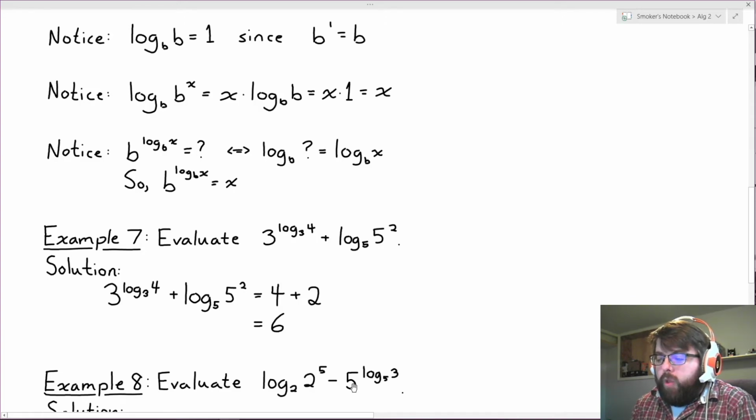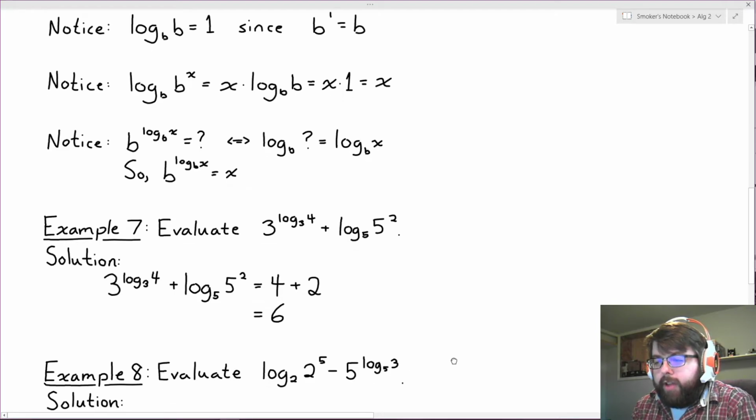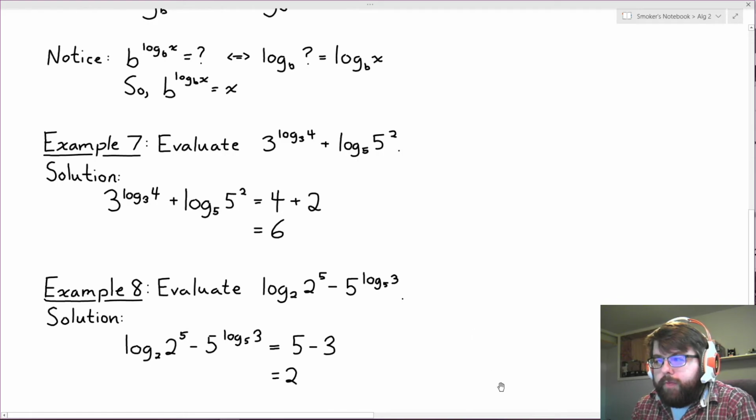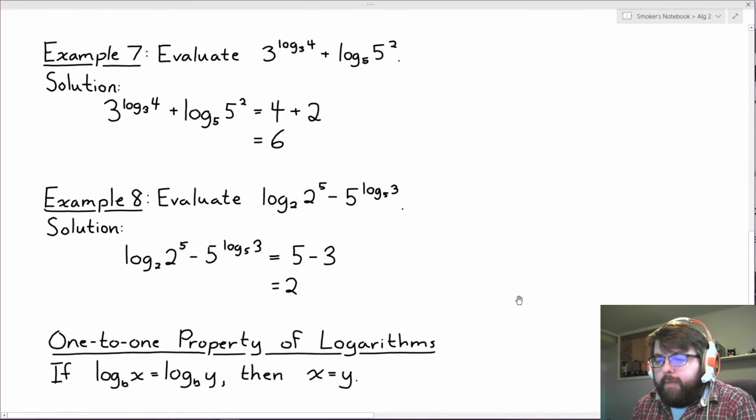Here I have base 5 raised to the log base 5 of 3. So again, there's nothing else going on with the logarithm here. So base 5 and base 5 cancel out, and I'm just given 3. We get 5 minus 3, which is 2. Hopefully that's making sense.